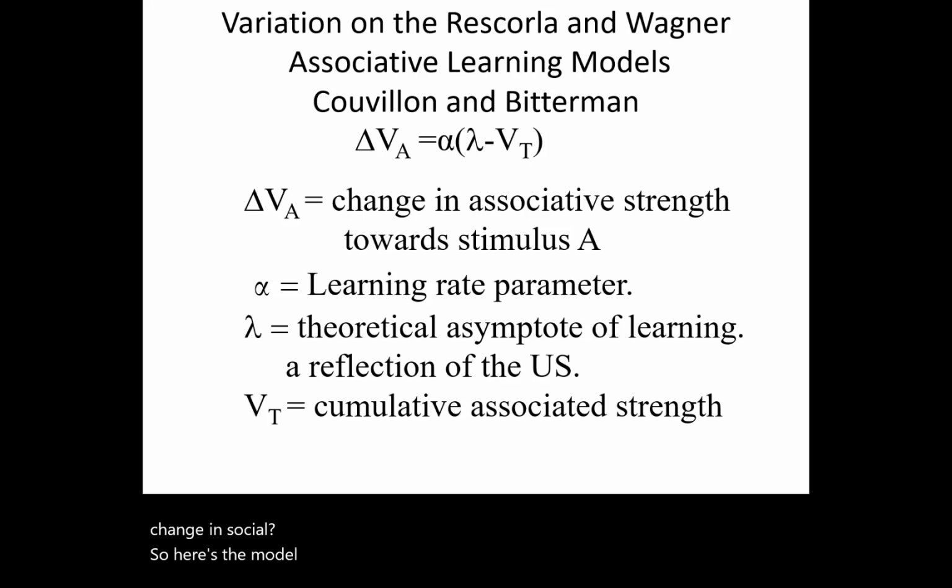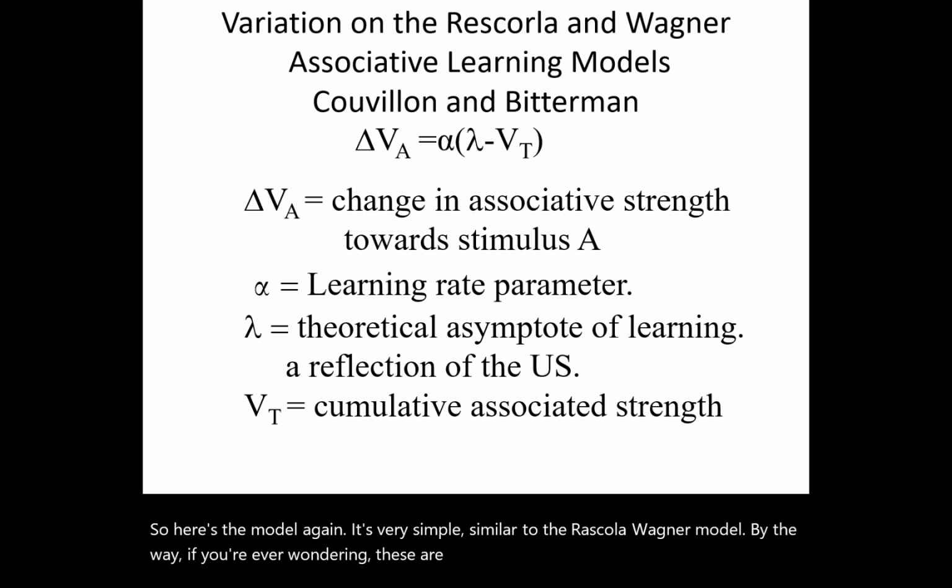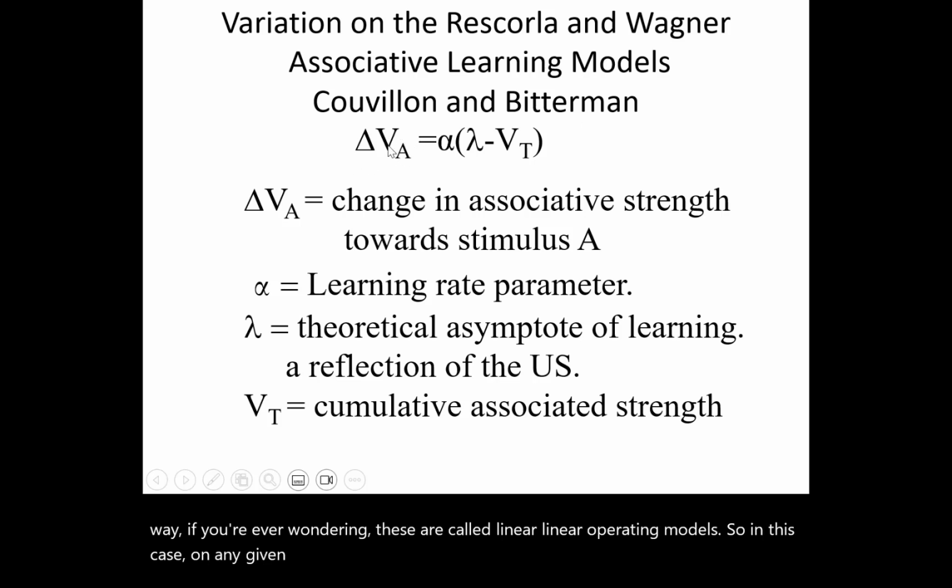Again, it's very simple, similar to the Rescorla-Wagner model. By the way, if you're ever wondering, these are called linear operating models. So in this case, on any given trial, what is the change in associative strength to A? It's alpha times lambda minus what is known, the total associative strength.